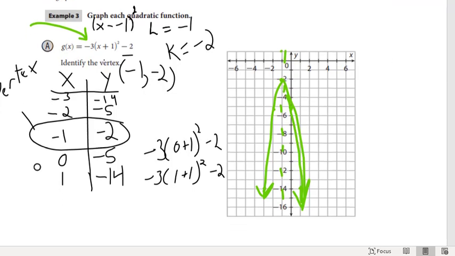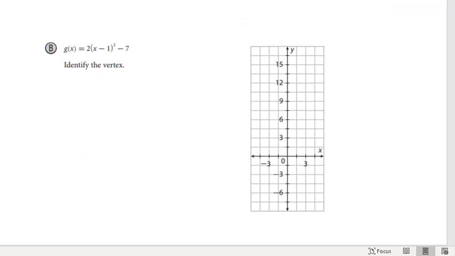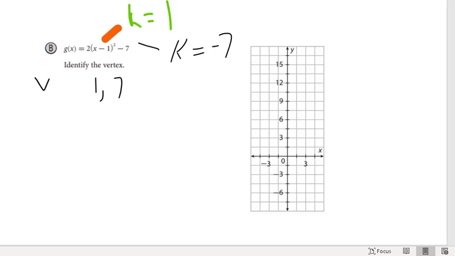All right, next example. Thinking about what we have up front, it's got a 2 in front. It's going to be skinnier. It's got x minus 1, so h is 1. H is the opposite of whatever we have in there. Since we have x minus 1, h is positive 1. K is negative 7. So my vertex is 1, negative 7.